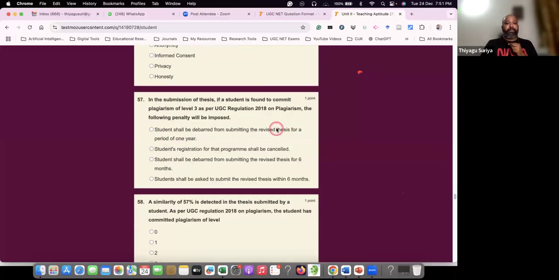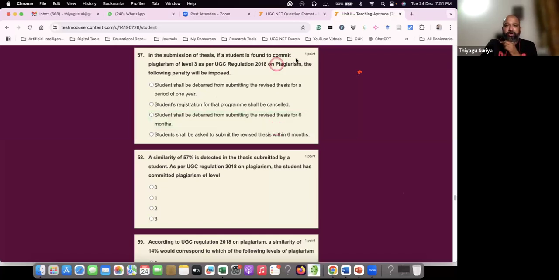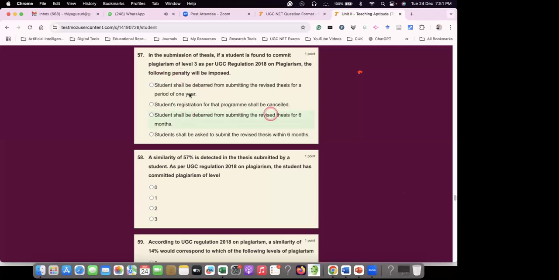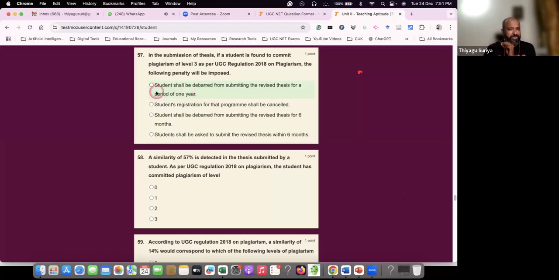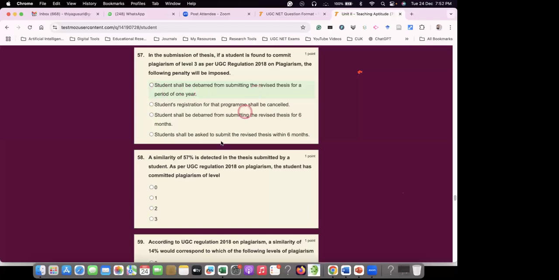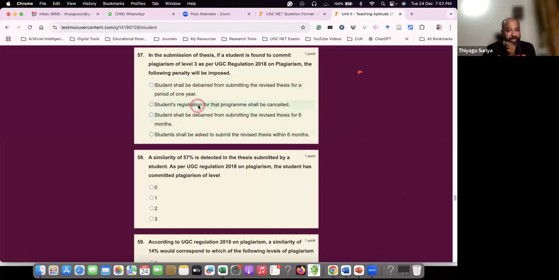Now the question for you. In the submission of a thesis, if the student is found to have committed plagiarism level 3, as per the UGC guidelines 2018 on plagiarism, the following penalty will be imposed. What is the penalty? Option B: the student's registration for the program shall be cancelled.